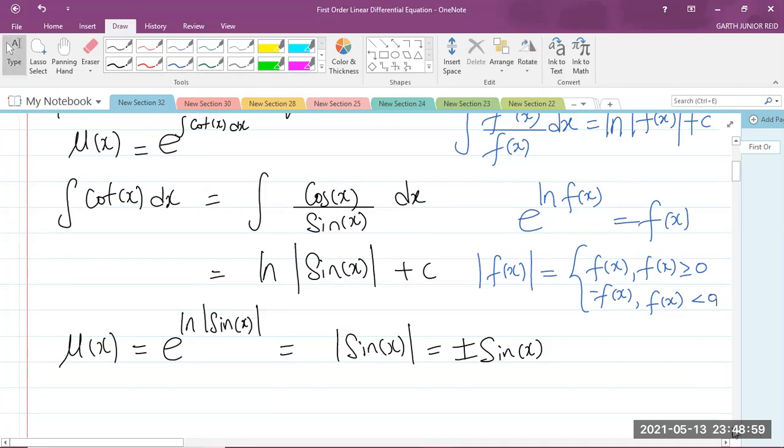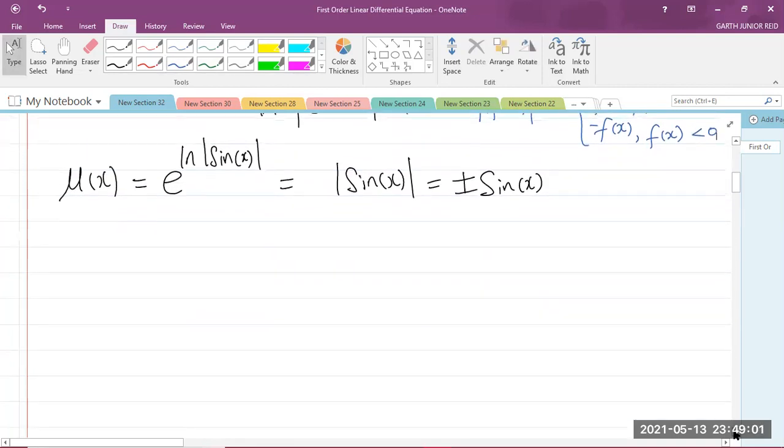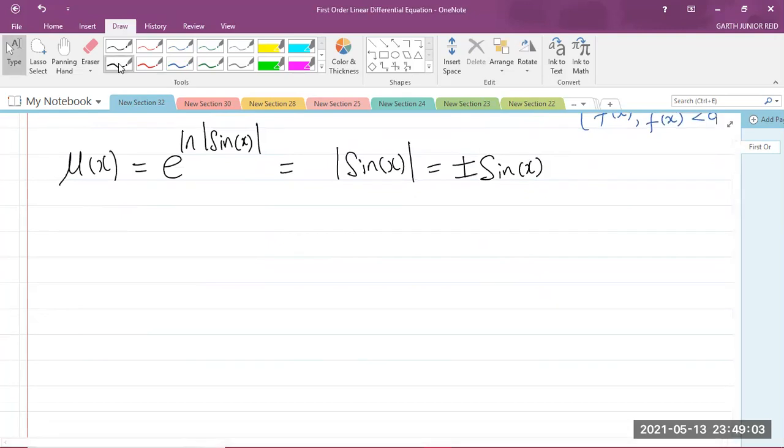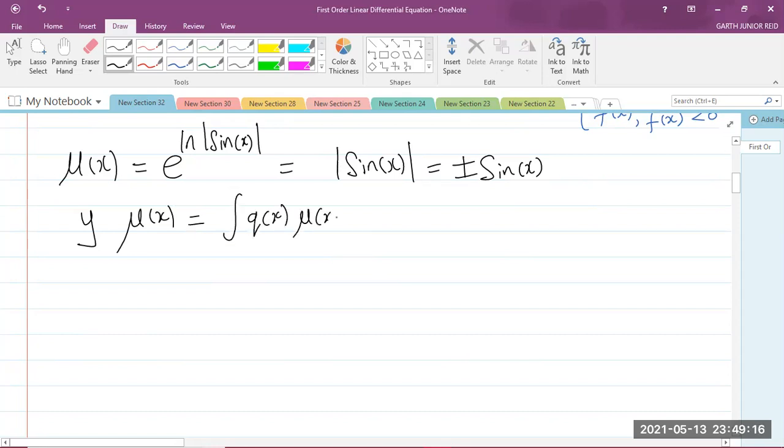So remember now that the general solution, which is what we're trying to find, is y multiplied by mu, and that is going to be equal to the integral of q multiplied by mu. All right, that is the general solution. Let us now substitute what we know into this equation.